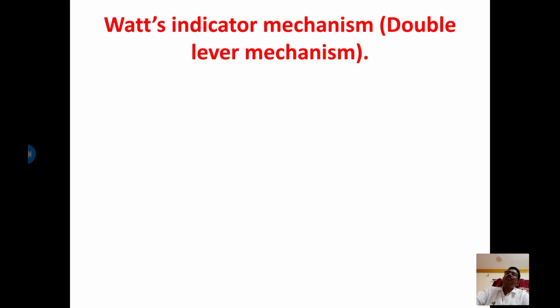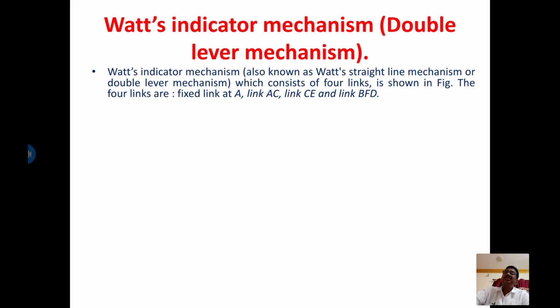Next one is Watt's indicator mechanism or double lever mechanism. This is the last inversion of the 4-bar chain. Watt's indicator mechanism is also known as Watt's straight line mechanism. This is one of the important questions, even in the second unit. Also, this topic is there: Watt's mechanism or straight line mechanism.